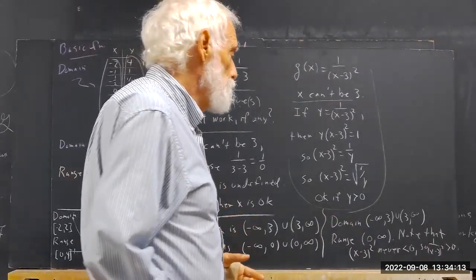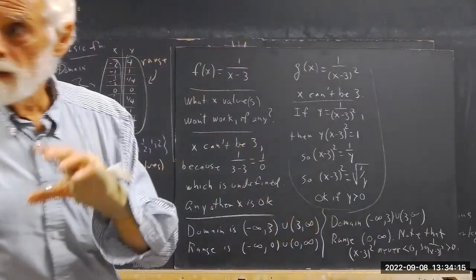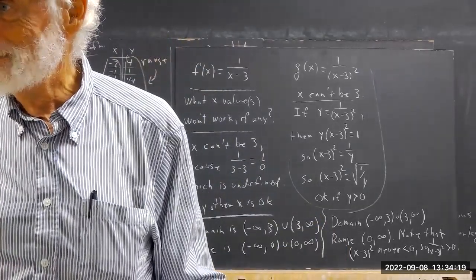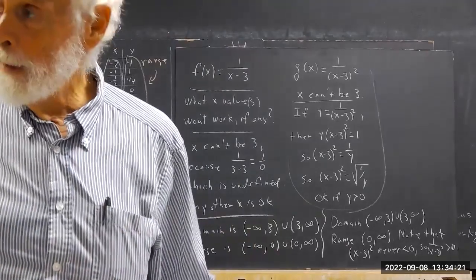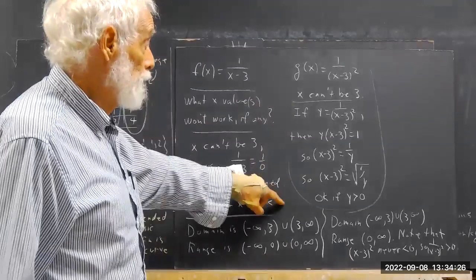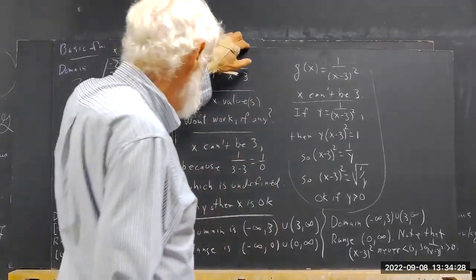Okay, other restrictions on domain and range, and they're really only a couple. One of them is your denominator can't be 0. Okay, that restricts your domain. Range can be a little trickier. With range, you can get into some serious algebra.